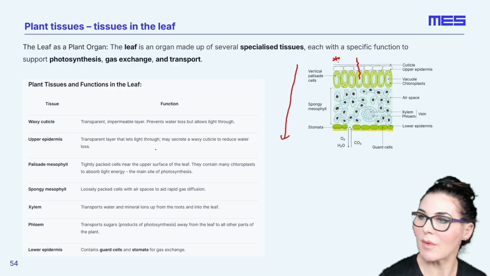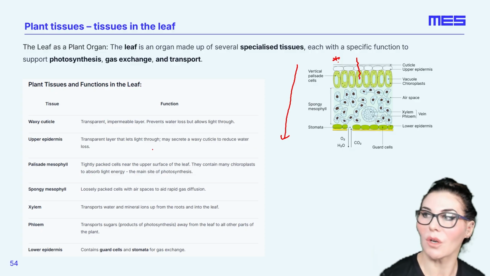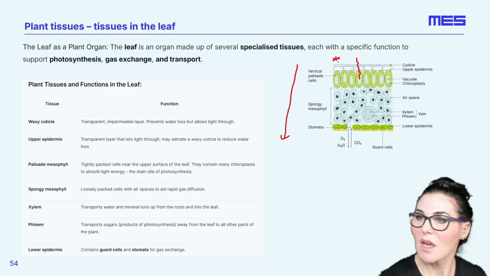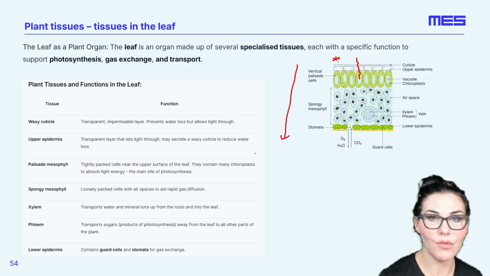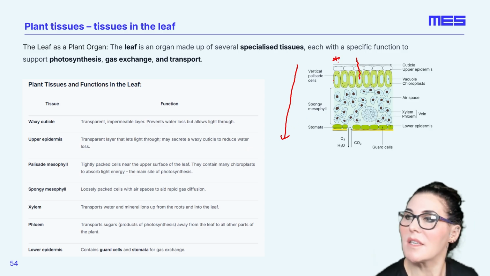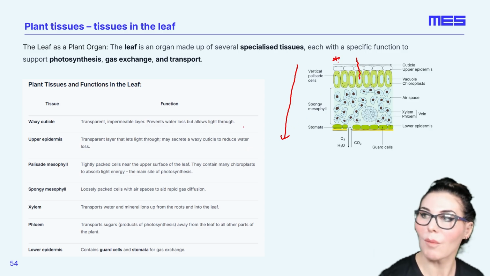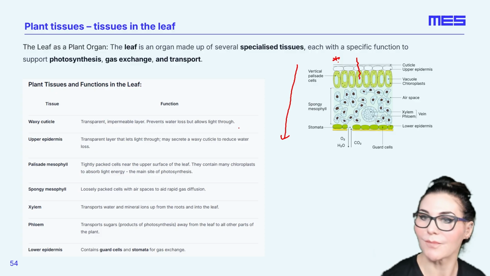The upper epidermis, also transparent, also acts as a protective layer. It can actually secrete some of that waxy cuticle to form the waxy cuticle on the upper surface of the leaf. The palisade layer, this is the main tissue area of the leaf that has photosynthesis happening at a very fast rate. These cells are packed with chloroplasts, which means as the light hits them, you're going to get a lot of absorption at this point, which provides the energy for the reaction.